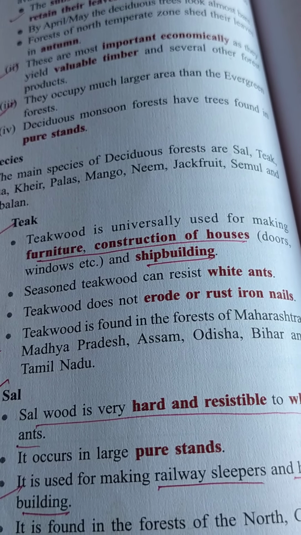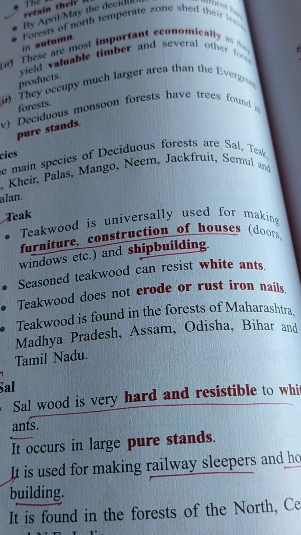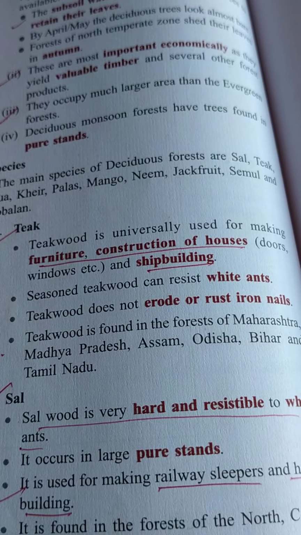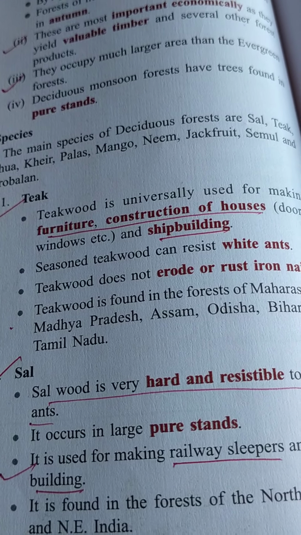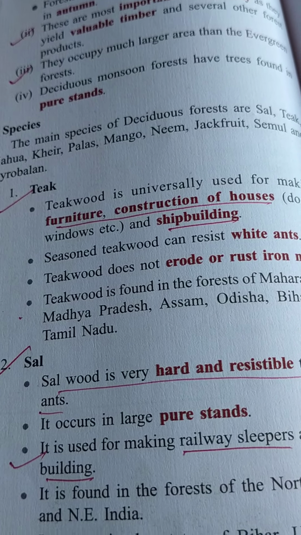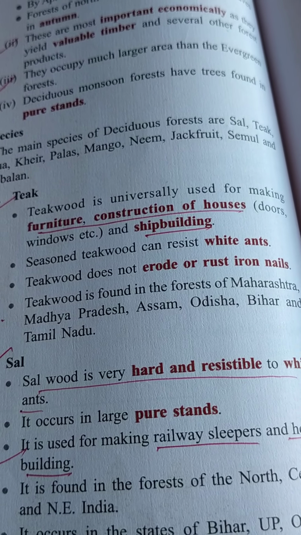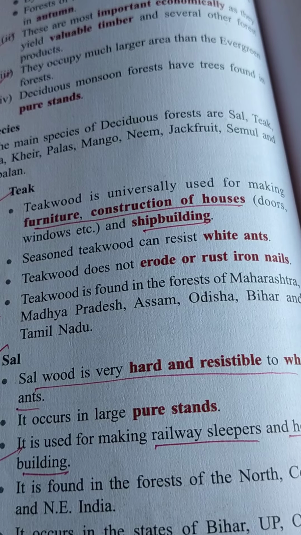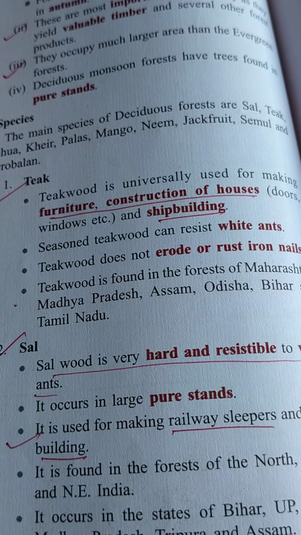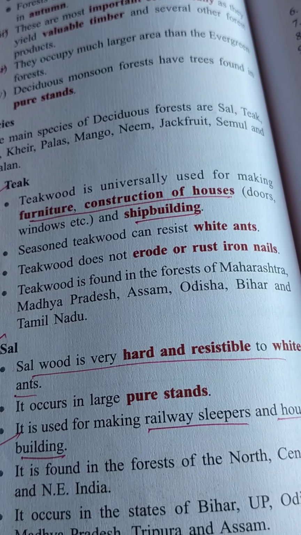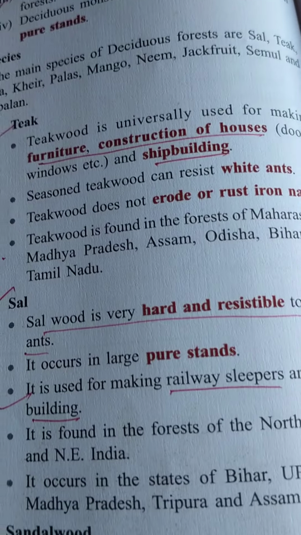टीक एक वुड है जिससे फर्नीचर बनता है, घर बनाने का काम आता है, शिप बिल्डिंग बनाने में यूज़ होता है. सेकेंड वन, ये वाइट एंड्स का रेसिस्टेंट होता है, इसमें वाइट एंड नहीं लगता. यानी जल्दी इसमें इरोड नहीं होता. रस्ट आयरन नेल्स इसमें यानी डस नॉट रस्टिंग इसमें नहीं होता आयरन का. ये पाया जाता है महाराष्ट्र, मध्य प्रदेश, आसाम, उड़ीसा, बिहार वगैरह में.